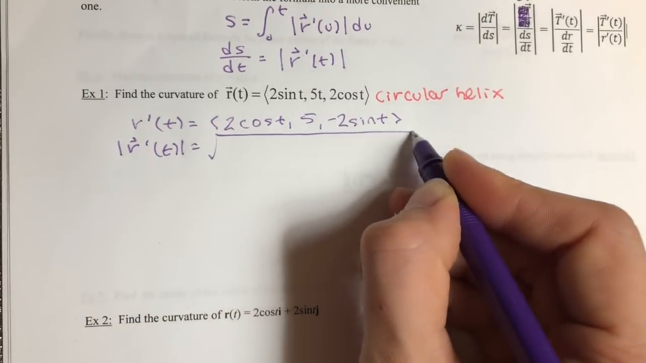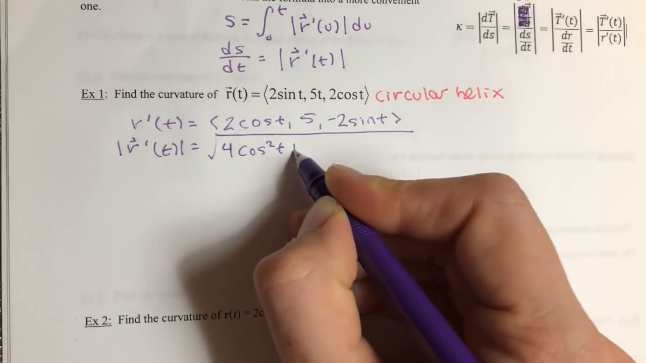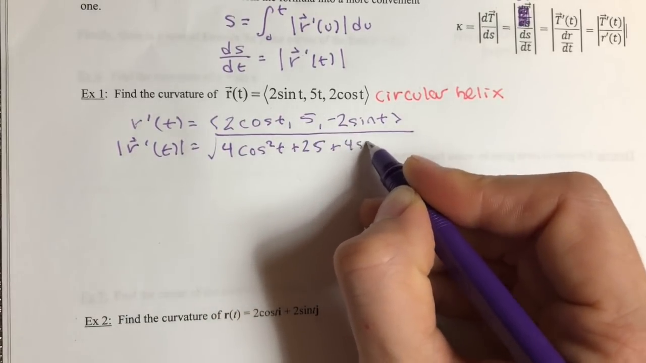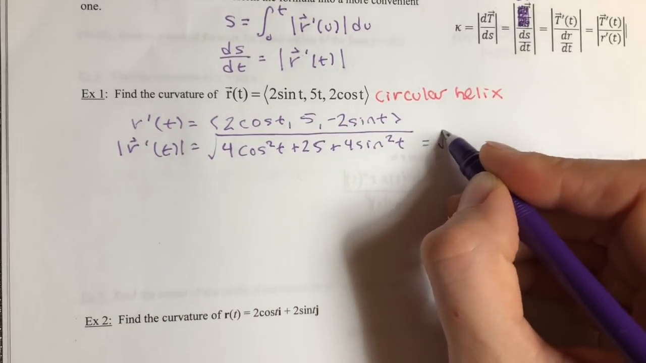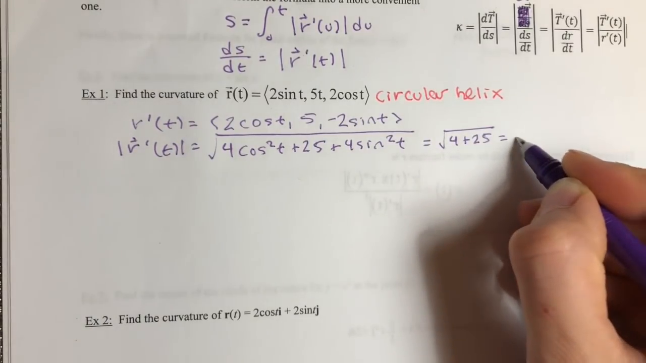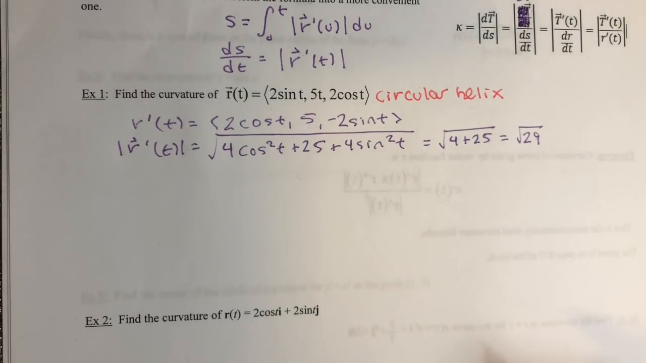Remember, that's a square root function, so it's going to be 4 cosine squared t plus 25 plus 4 sine squared t. And if I use my trig identities, I'm going to get the square root of 4 plus 25, which is the square root of 29. All right, so we've got our magnitude.